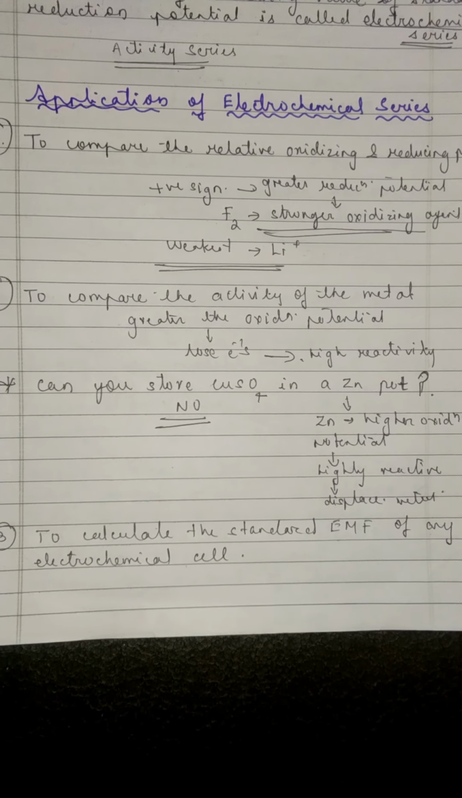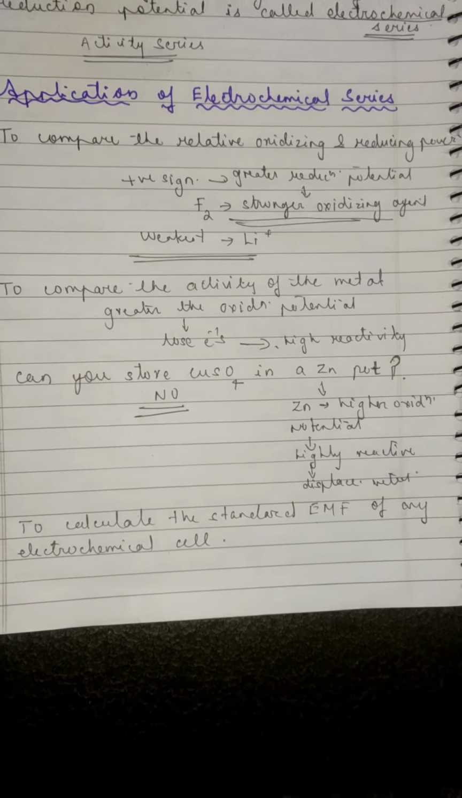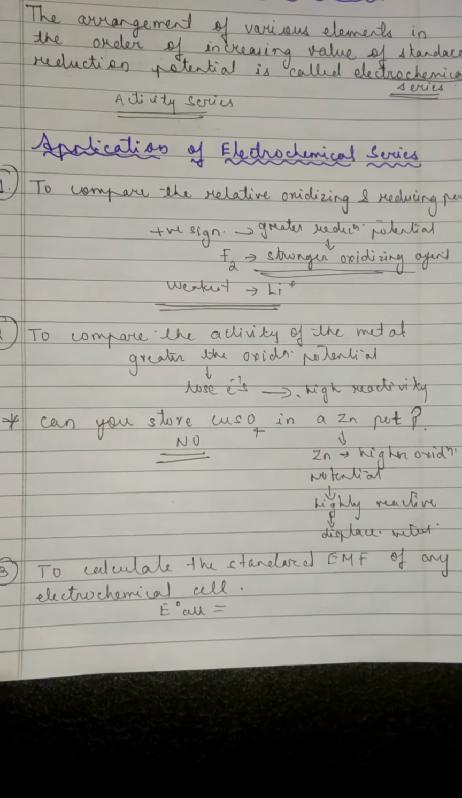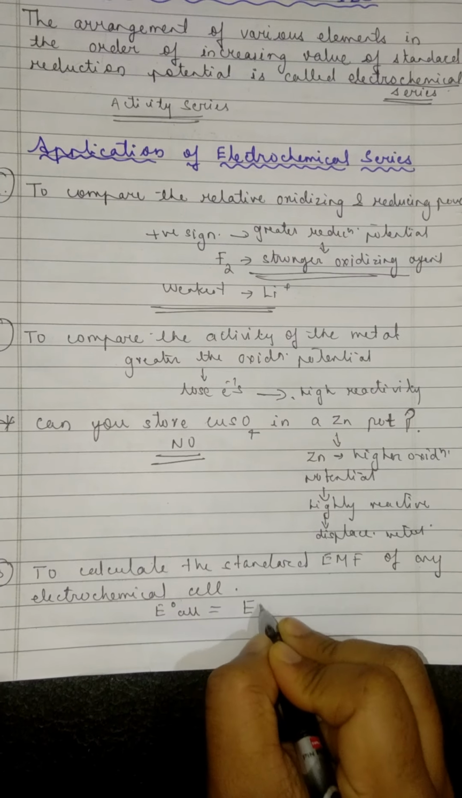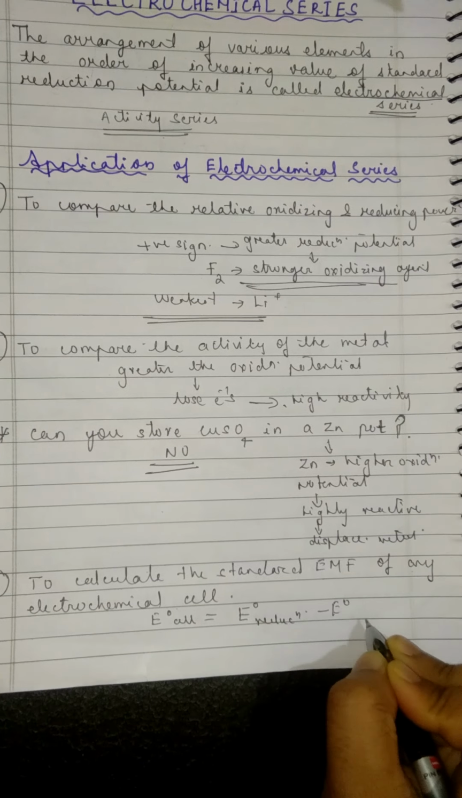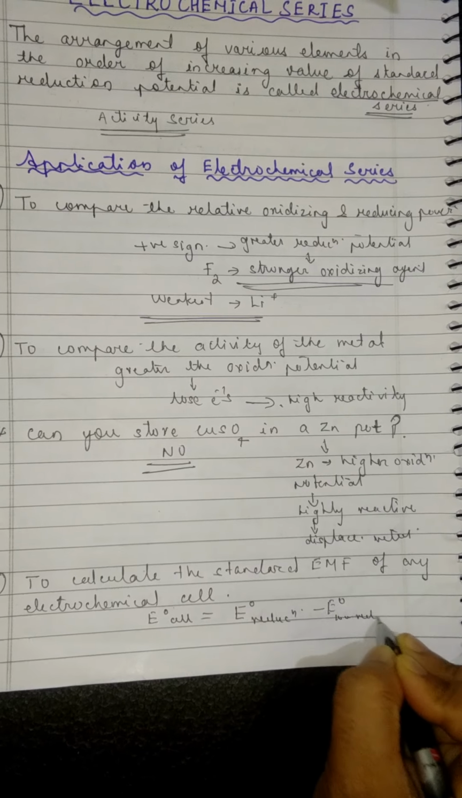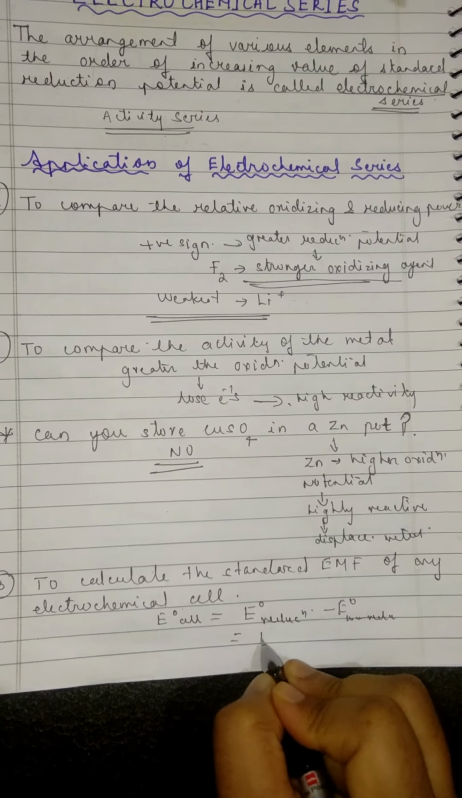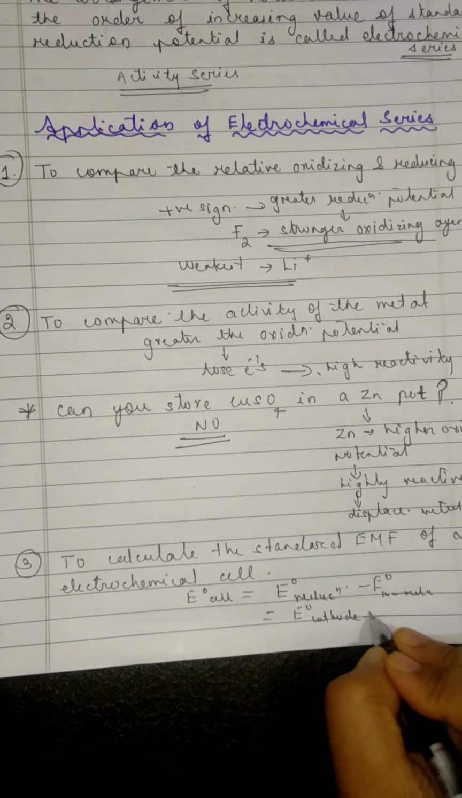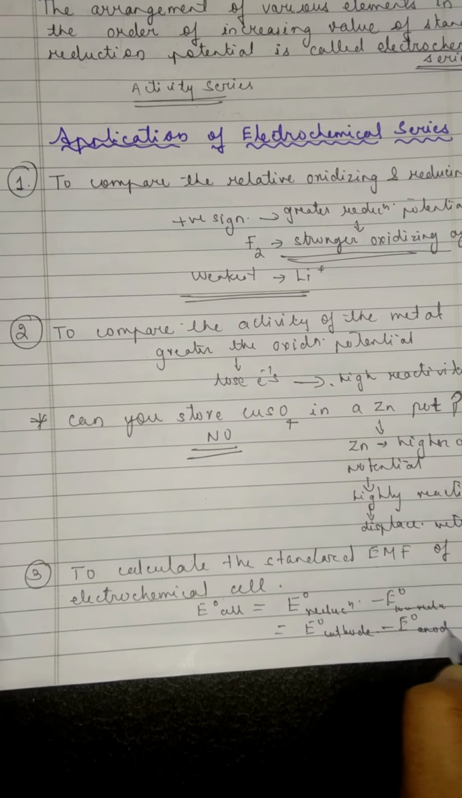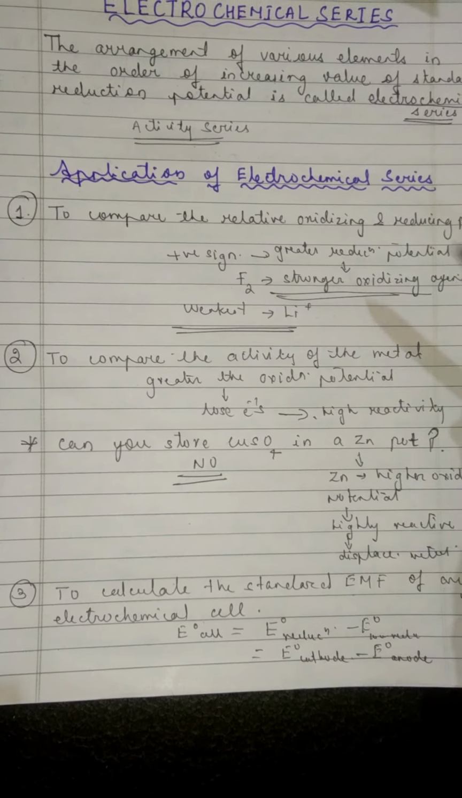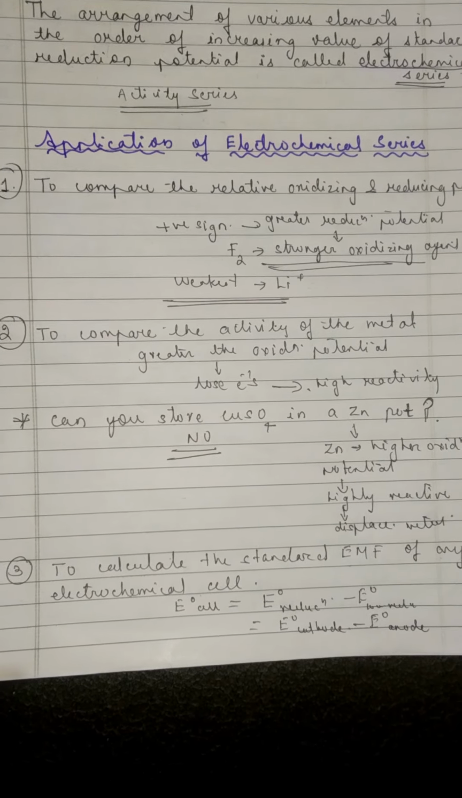So our next application is to calculate the standard EMF of any electrochemical cell, that we have already discussed. How are we writing the standard EMF of the cell? We write it as the one which has a higher reduction potential minus the one which has a lower reduction potential. Or we can further write it as the cathode, where the standard reduction potential is higher, minus the anode, where the standard reduction potential is lower. So these three are the main applications of the electrochemical series.